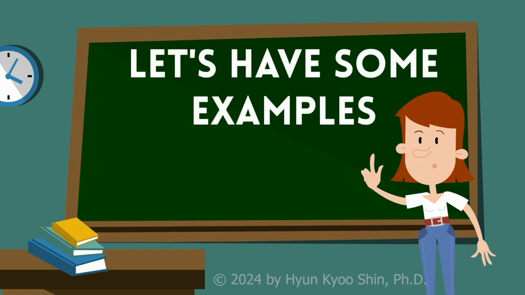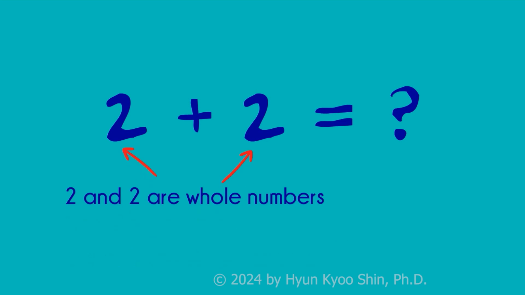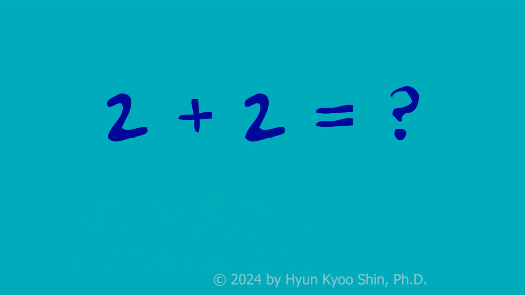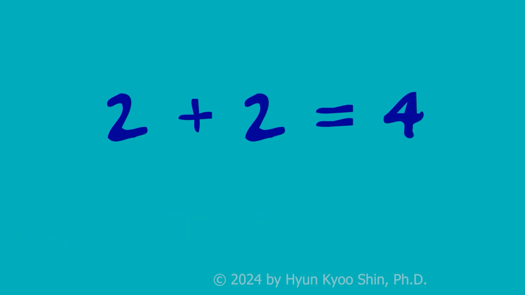Let's have some examples. 2 plus 2 is equal to... 2 and 2 are whole numbers. Let's say we have 2 horses and another 2 horses. How many horses do we have now? Let's count. 1, 2, 3, 4. We have 4 horses. So the answer is 4. 4 is a sum that is less than 10.